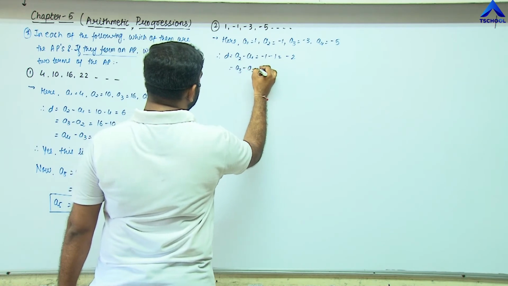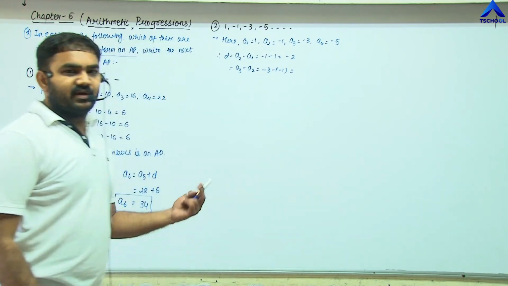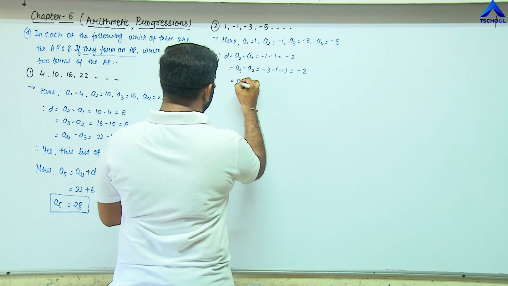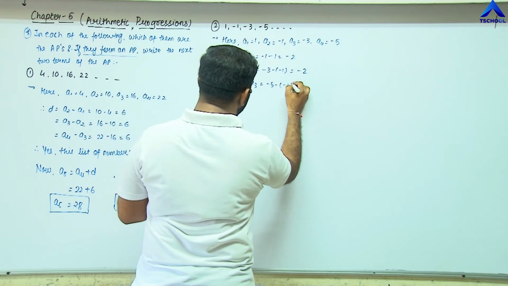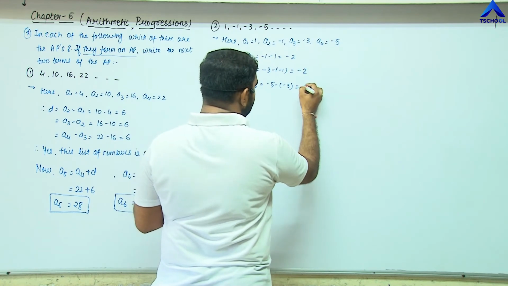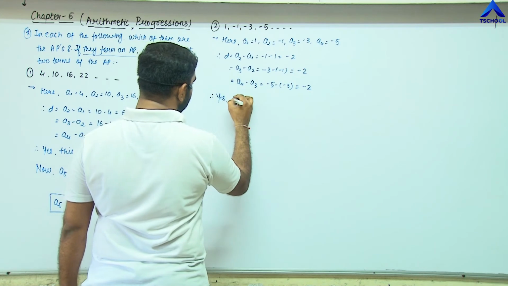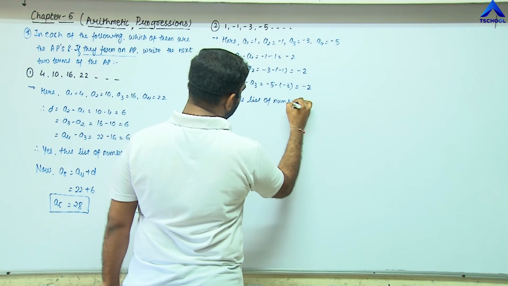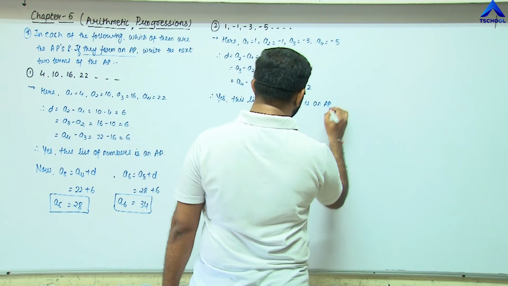Next is a3 minus a2, which is minus 3 minus minus 1. This minus minus will become plus, hence minus 3 plus 1 is minus 2. Also a4 minus a3, which is minus 5 minus minus 3. Again that minus minus will become plus, minus 5 plus 3, that is minus 2. So yes, this list of numbers is an AP.